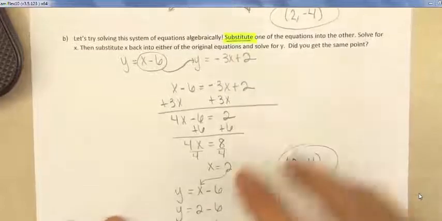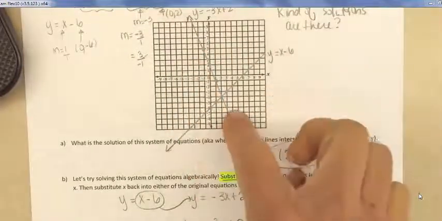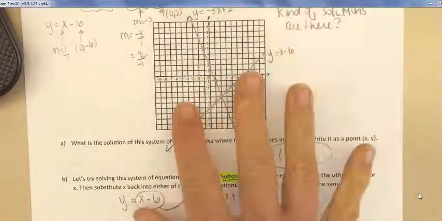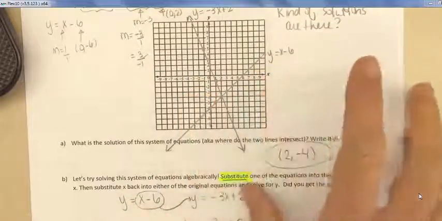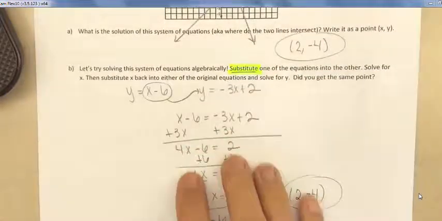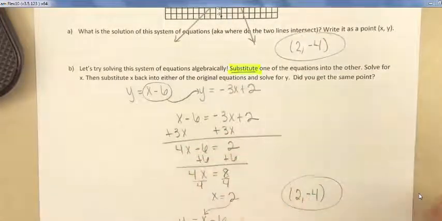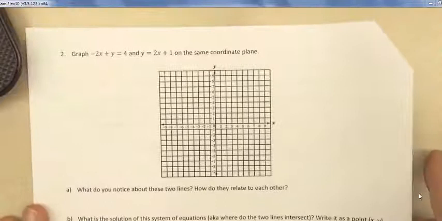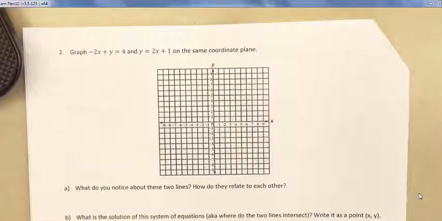Now, me personally, I'm not going to graph. I'm usually not given some beautiful graph paper that I can graph this really neatly on. And it takes a long time, and it's not always exact. Using substitution is exact. Now, using substitution is not our only way of solving these, though. We'll talk about that in a minute.